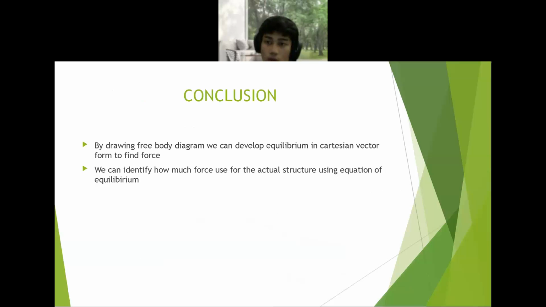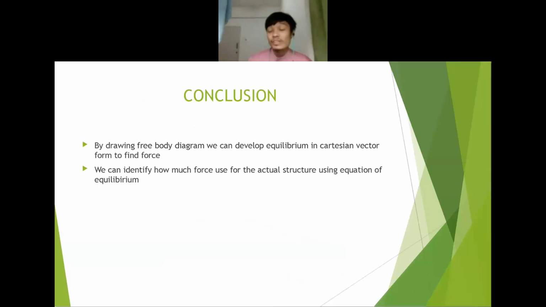In conclusion, by drawing the free body diagram, we can derive equilibrium in Cartesian vector form for the forces. We can identify how much force is used in the actual structure using the equations of equilibrium. That's all from us.